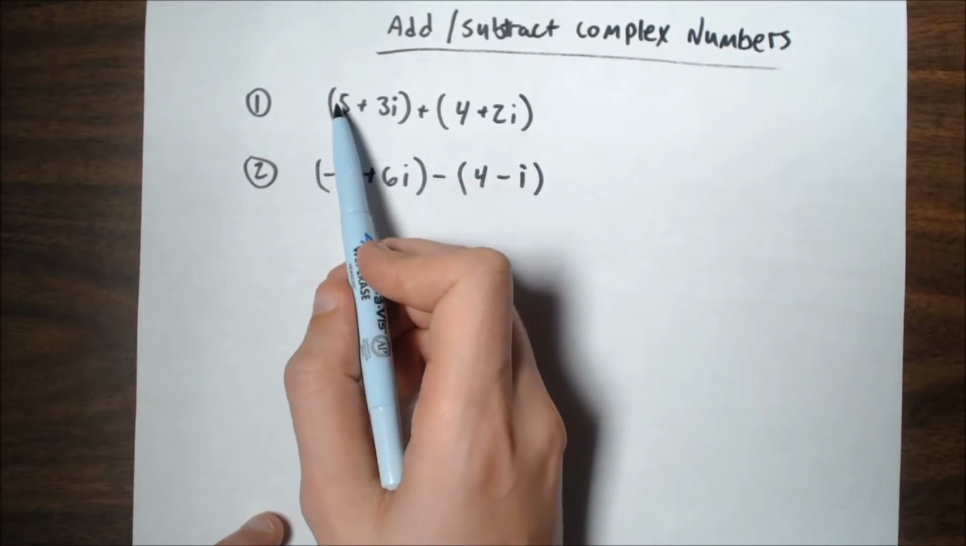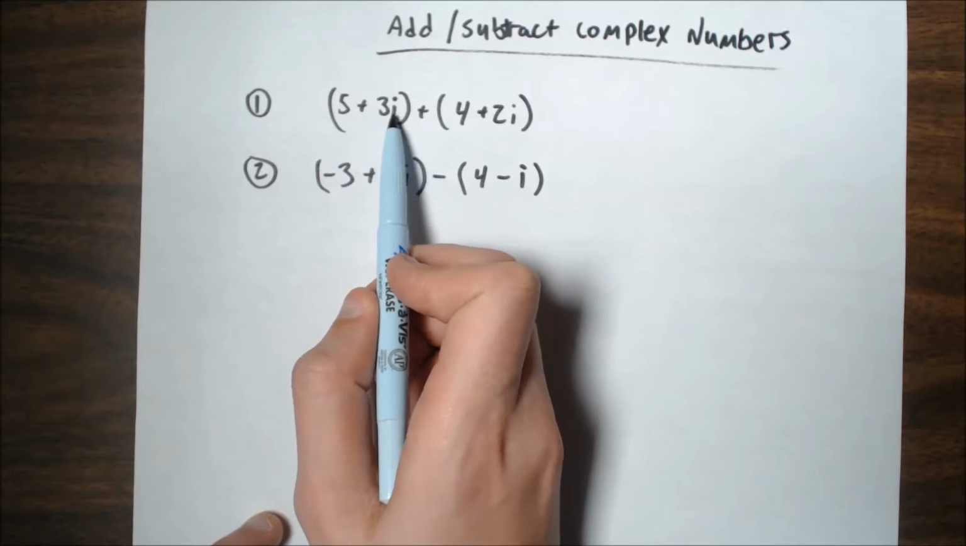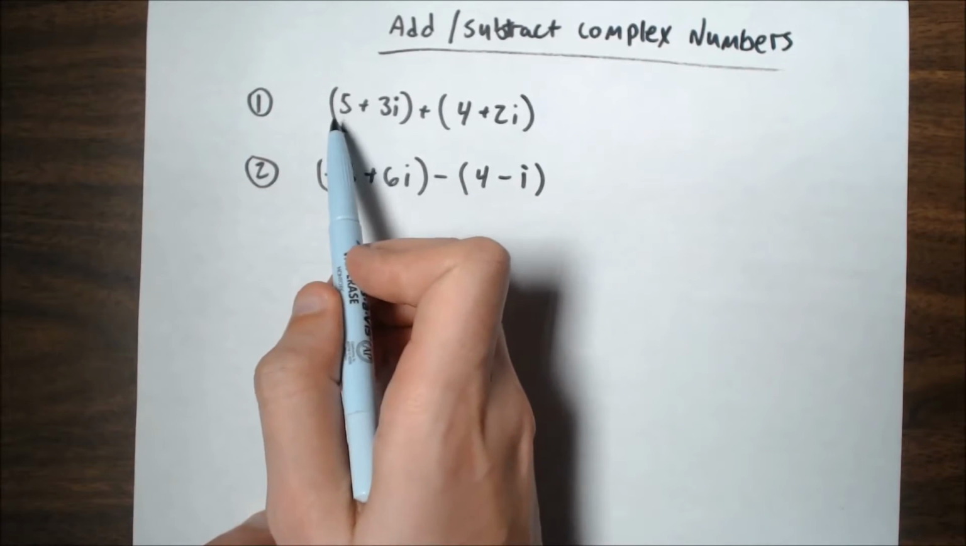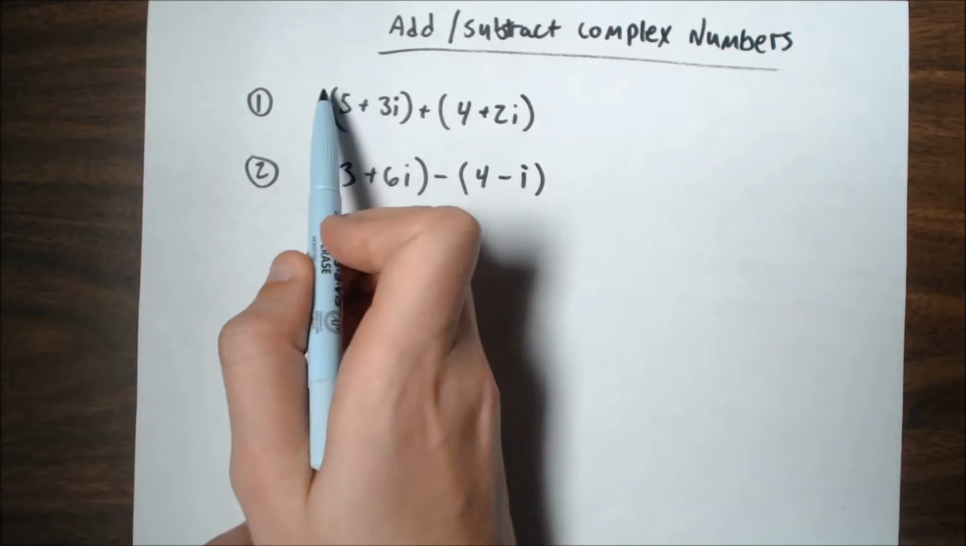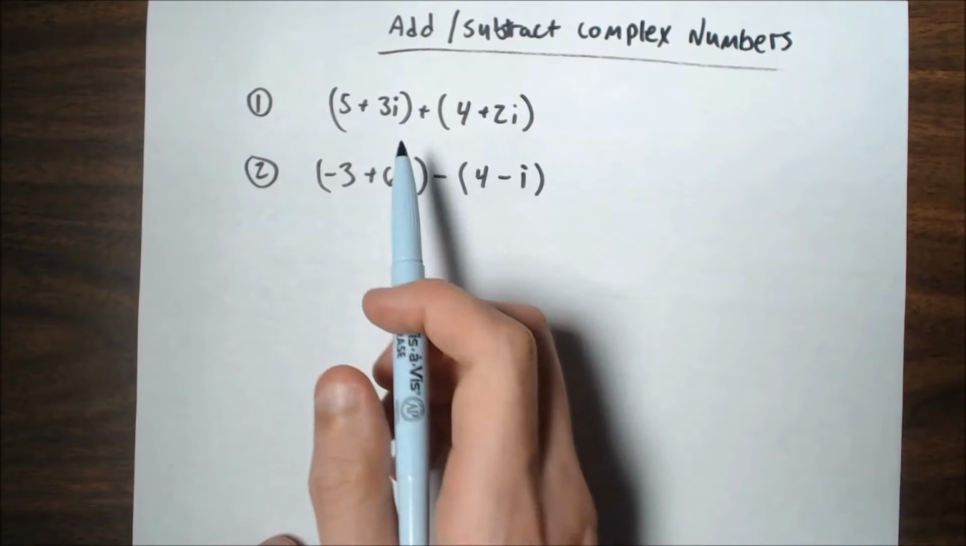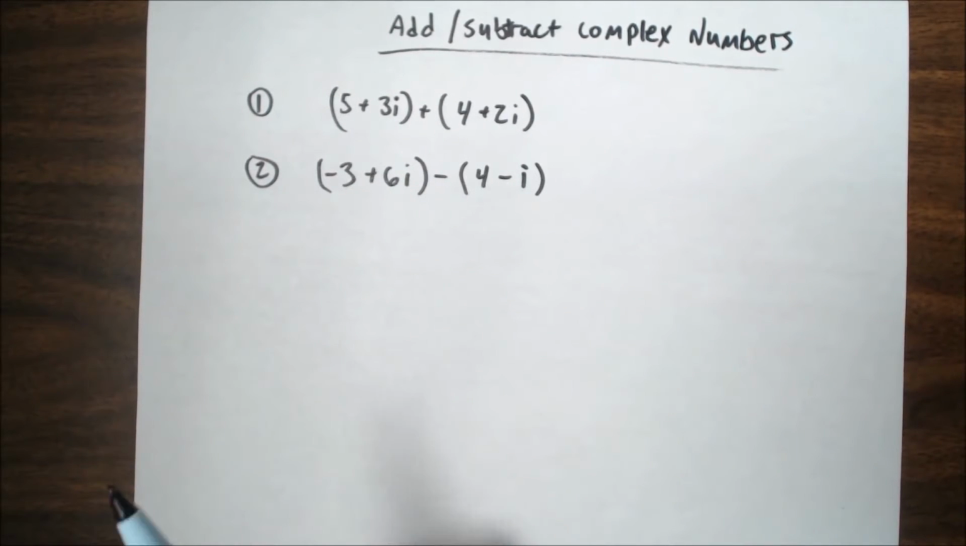Okay, so 5 is a real number. 3i is an imaginary number because it has that i in the term. So by putting those together, by saying 5 plus 3i, all these two terms together are what we call a complex number. Okay, so in this case you're adding two complex numbers.